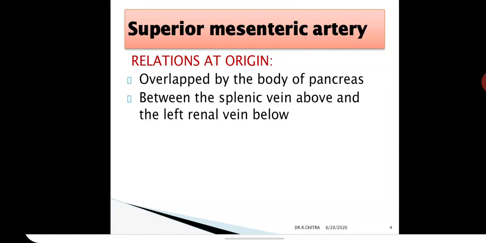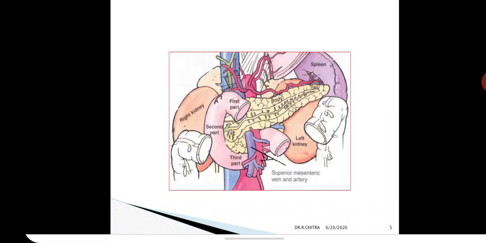At the origin, it is overlapped by the body of the pancreas, between the splenic vein above and the left renal vein below. So it is overlapped in between the two veins. So this is the superior mesenteric artery origin. It is posterior to the body of the pancreas. So we are not seeing it in this body because the body of the pancreas is not dissected. After coming out, we are able to see the course of the superior mesenteric artery.